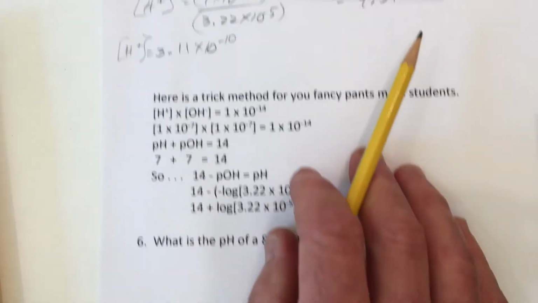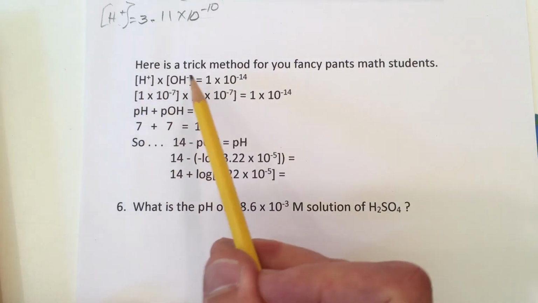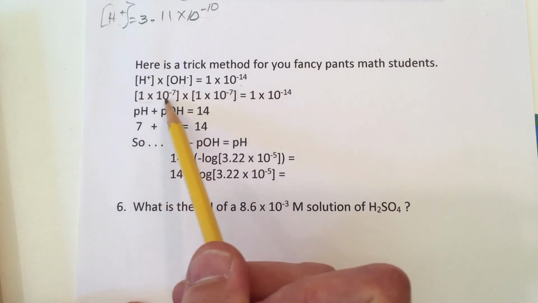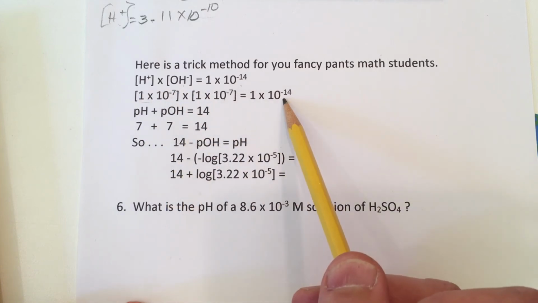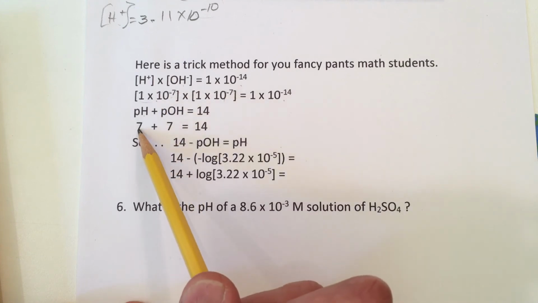Okay. Now, for you fancy pants math people, check this out. Keep in mind, H plus times OH equals 1 times 10 to the negative 14. That is, in pure water, those two equal 1 times 10 to the negative 14. If you take the pH of 1 times 10 to the negative 7, you get 7.